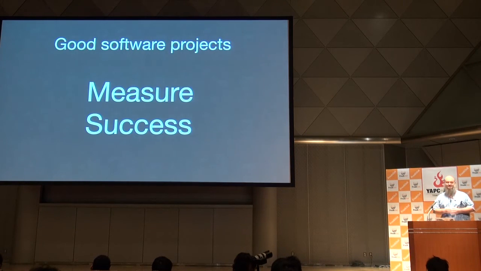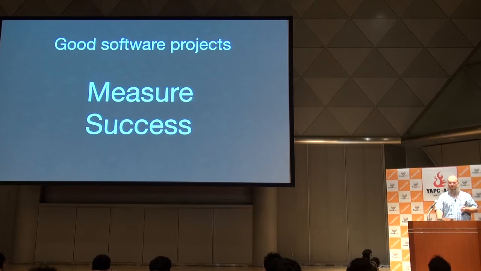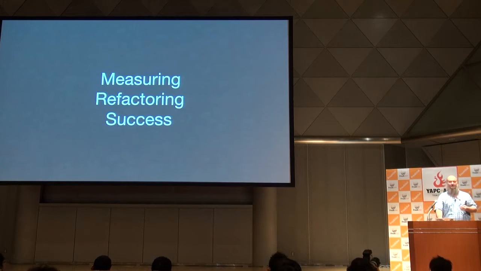And the reason for that is that good software projects can measure success. You can measure the success of a refactoring as well, but it's very difficult to measure how consistent something is, how dry something is, or how well abstracted something is. These are usually matters of taste. And when we set out to do a thing, when we say, I'm going to refactor something today, it would be nice to have the ability to say, did it work? Was I successful today?